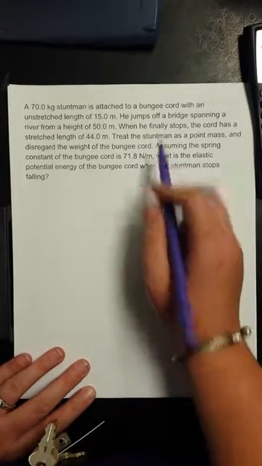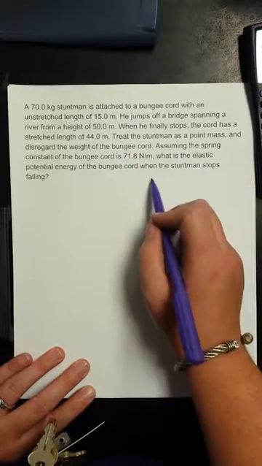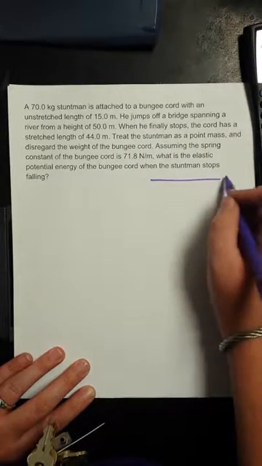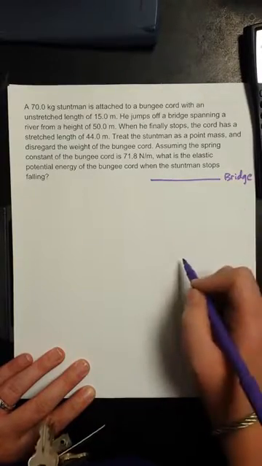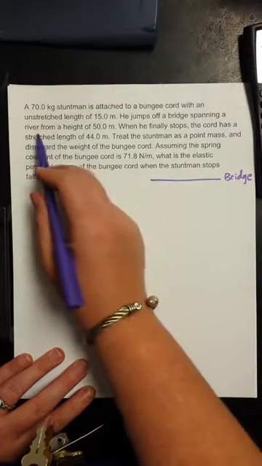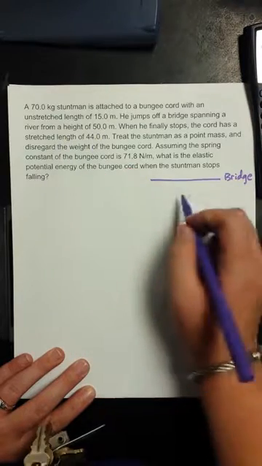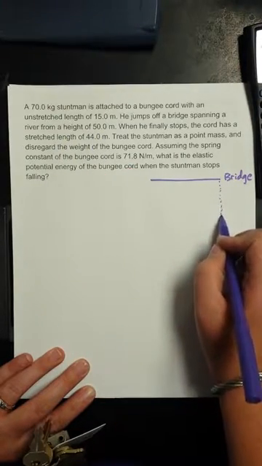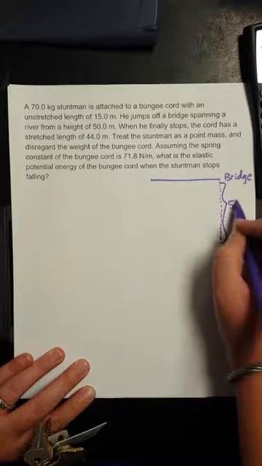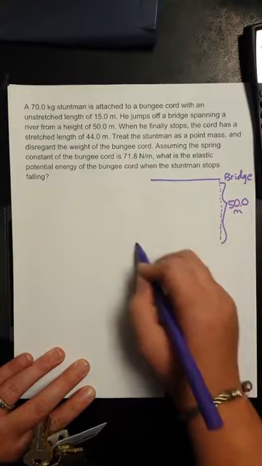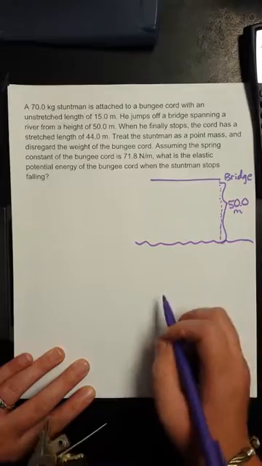Most people jump off a bridge just like it says. So I'm going to say, here's the bridge. Okay? Alright, it says that it spans a river from a height of 50 meters. I'll say this height here is 50 meters. Here's the river.